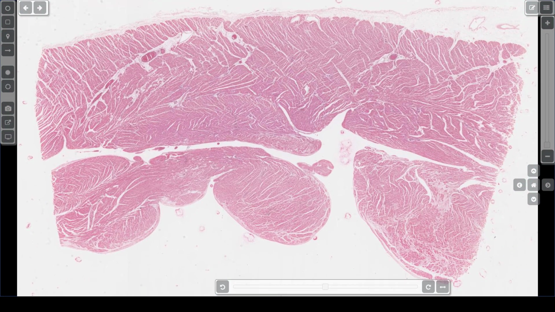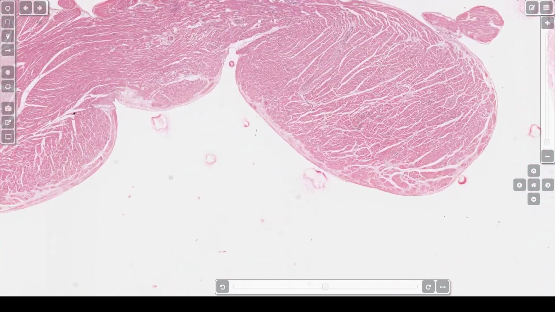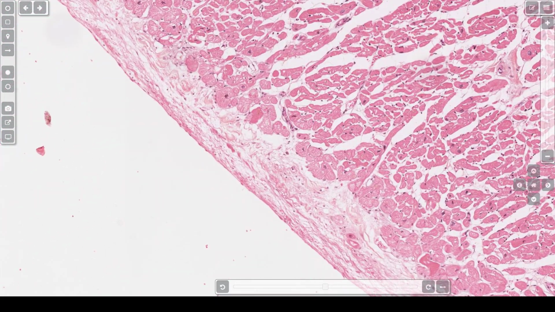Let's take a closer look at the endocardium. I'm going to take a look right here. The endocardium, of course, has endothelium, and the subendothelium will have elastin and collagen. You can kind of see that in this section, but to see it really well, you would need to do a trichrome stain, which will stain the collagen, or an elastin stain, which can stain the elastin fibers.